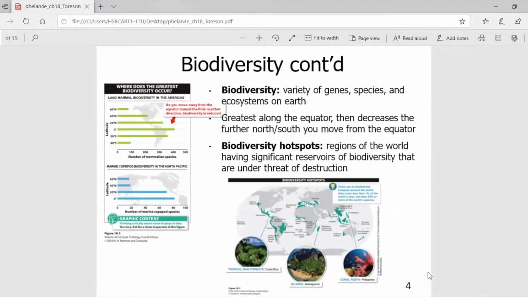Biodiversity is greatest along the equator. So this figure 18.5 from your textbook is illustrating how biodiversity is greatest around the equator and decreases as you go further north or further south. Biodiversity hotspots are regions of the world that have significantly higher biodiversity, and these areas also happen to be under threat of destruction, mostly from human activities.